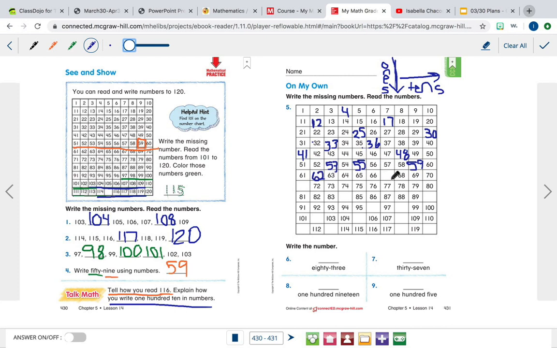Over here, let's see. Look in the ones place. It's a 7. Look in the tens place. It's a 6. And it's 67, not 76. The 6 is in the tens place. The 7 is in the ones place. Now we have 60. We're going to go to the next one.